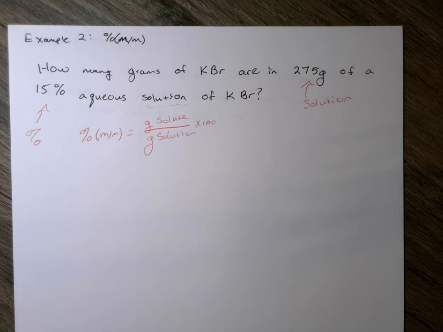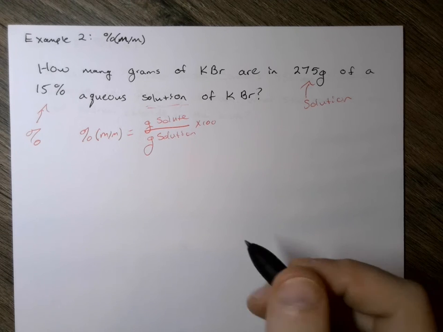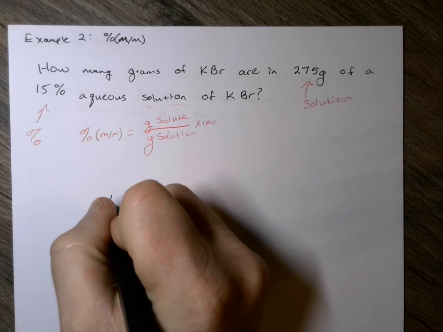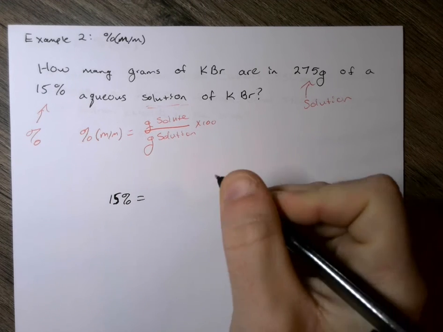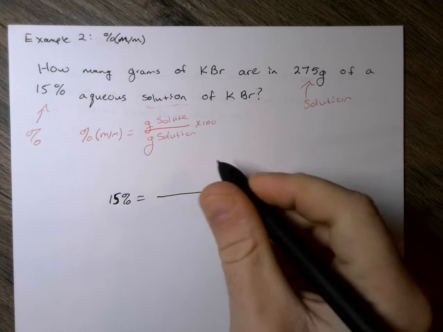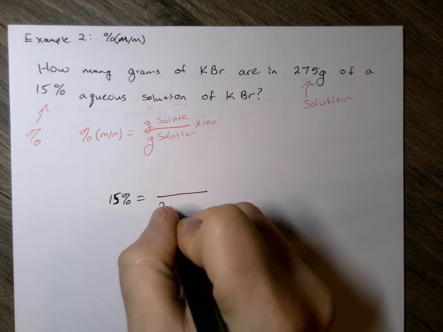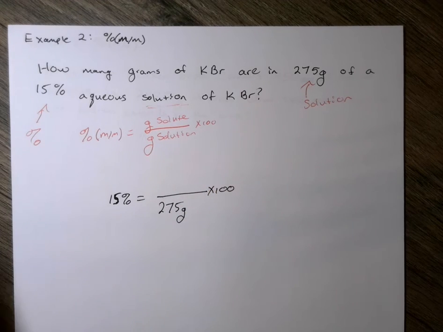So now that we know those things, we can say, well, I'm missing one thing, and that one thing I'm missing is my solute. And the solute is potassium bromide. So we're going to plug in the information and see what's left. We've got the percent. 15% is equal to grams of solute. We don't have that, over grams of solution. We do have that, 275 grams, times 100.